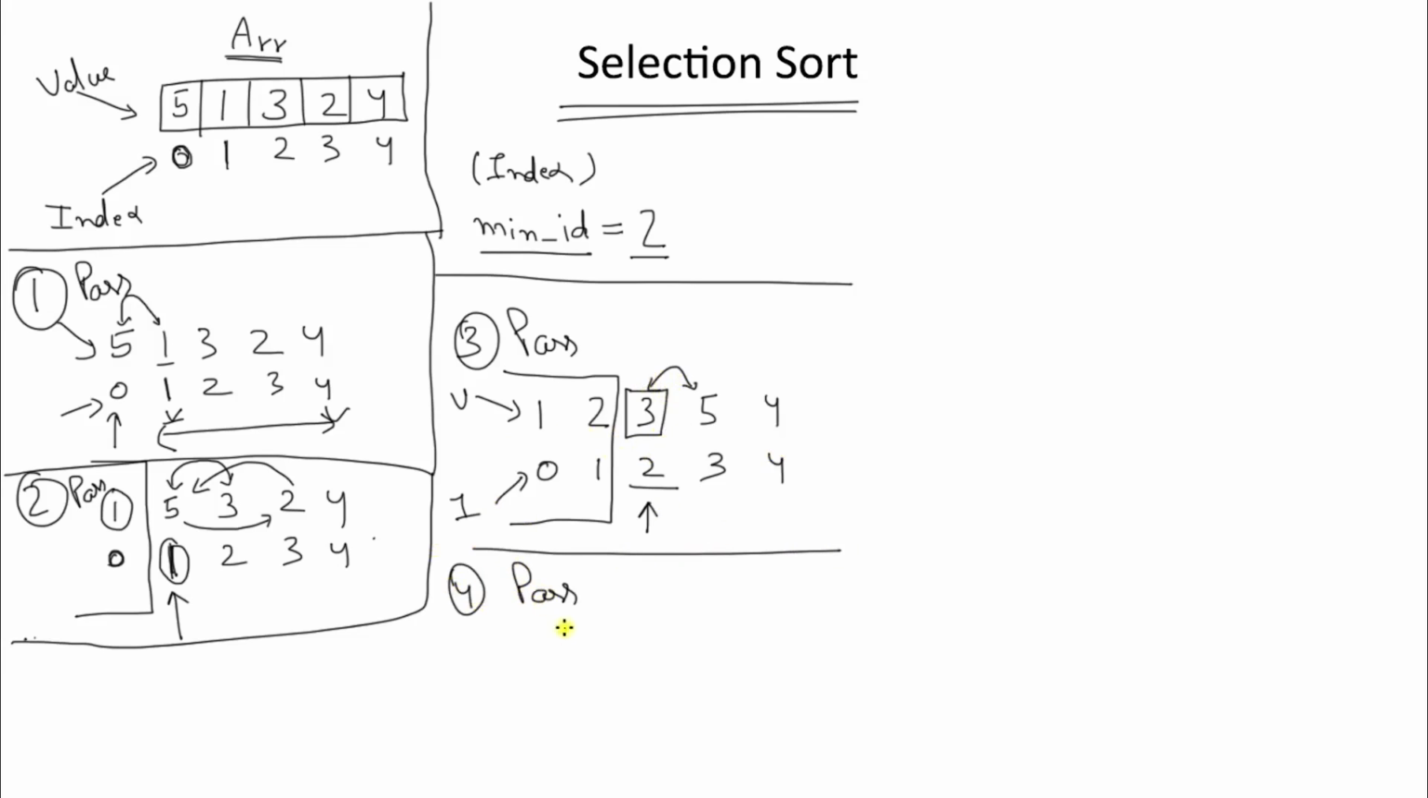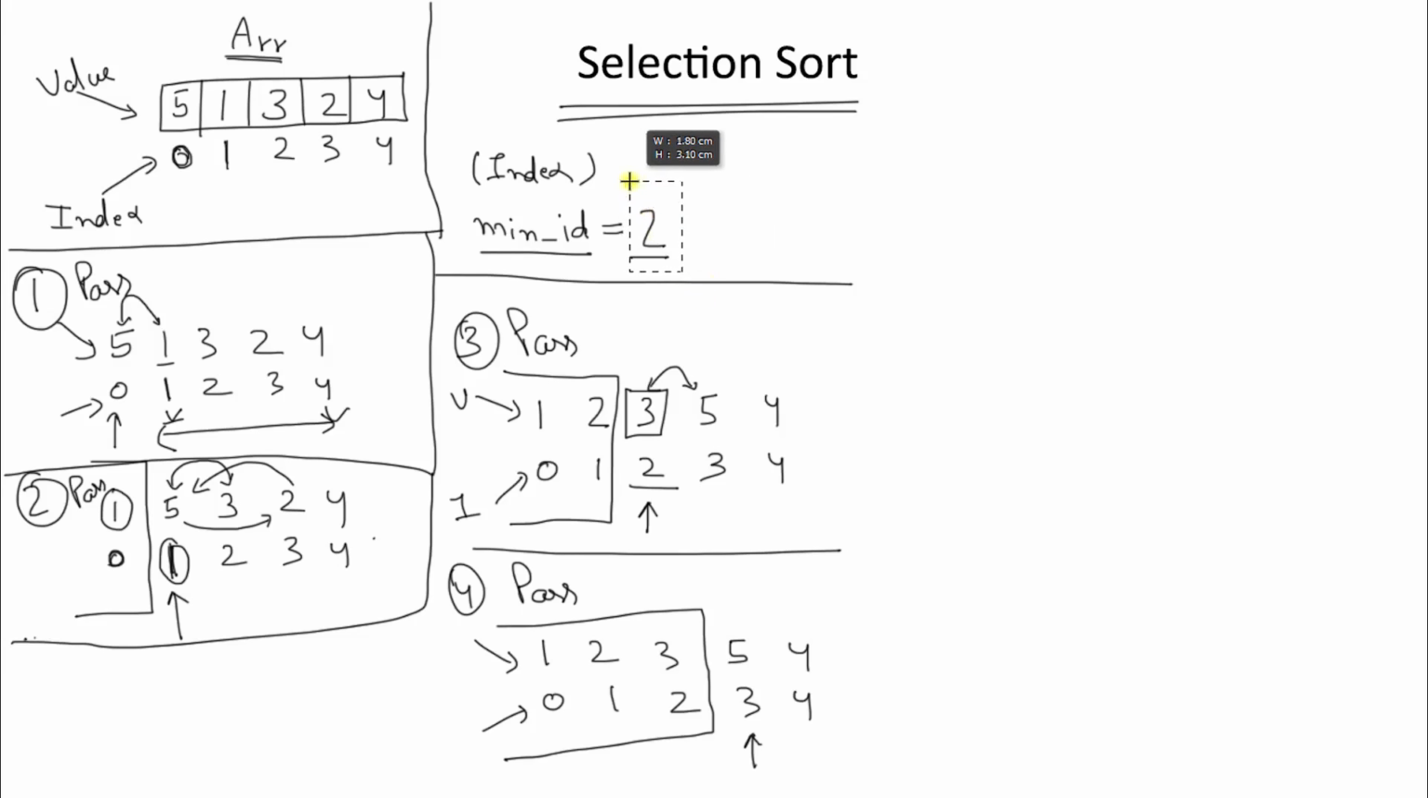In fourth pass, this would look like again the similar one. 1, 2, 3, 5 and 4, and this 0, 1, 2, 3, 4. So again, this is index, this is value. Okay, so we have sorted out this much locations. Now we will start with this. So as I told, if we are starting, we will update this variable here. Okay, so update this with location 3.